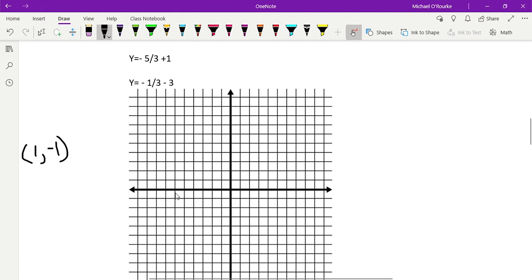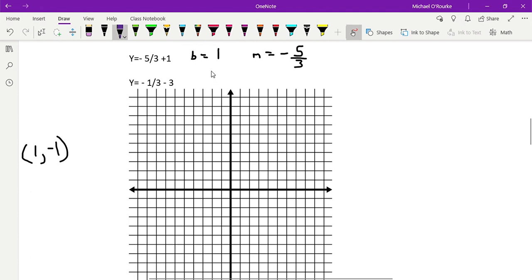Last one to practice. Okay. Here we go. So what's our starting point for this one? Positive 1. And what's our rise over run for this one? That's a negative 5 over 3. Yeah, there's a little negative right there. Okay, let's draw this graph first.